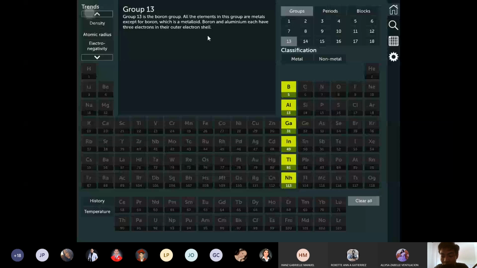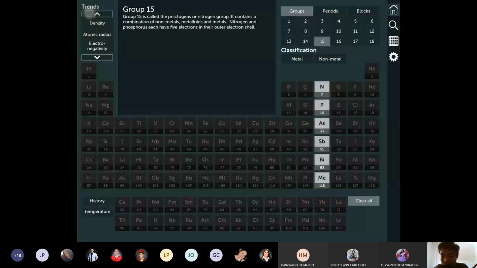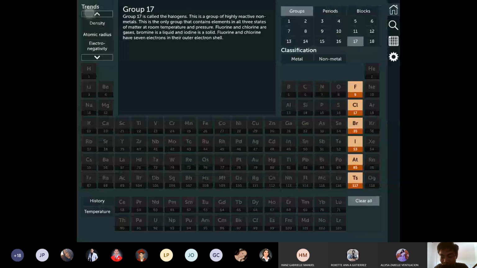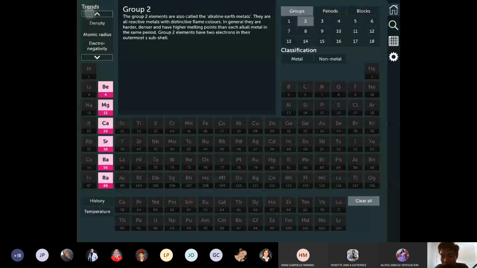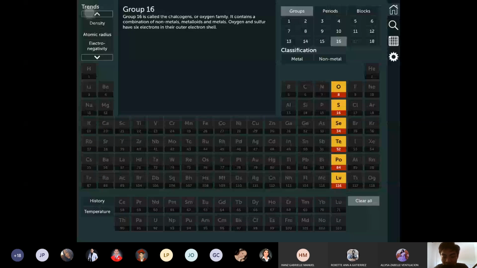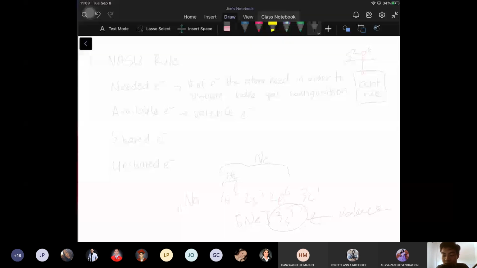Group 4, 4, 5. For group 5, group 6, 6. Group 7, 7. Group 8, 8. So, ganun. By just looking at the groups, you can predict the valence electrons. Isang valence electron, dalawang valence electron, tatlo, 4, 5, 6, 7, 8. Hanggang 8 lang. Okay? So that's the technique.